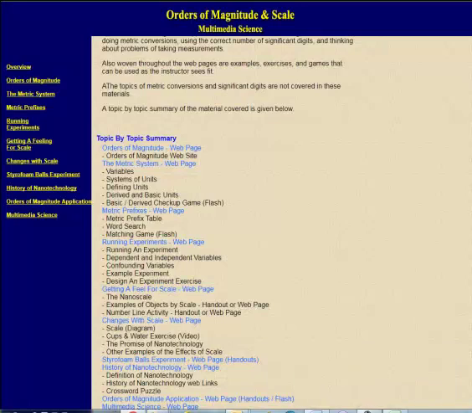So this is an overview of the orders of magnitude and scale set of materials for multimedia science. I find that the students really enjoy it. There's a lot of real life examples here. The lab is a lot of fun. It does a great job of reviewing the metric system, metric prefixes, and how to run an experiment. And it's a fairly complicated experiment to analyze, with a lot of graphing. So I enjoy this set of materials a lot.